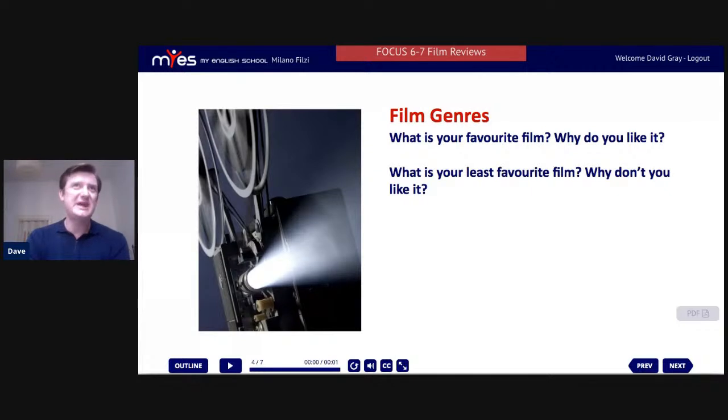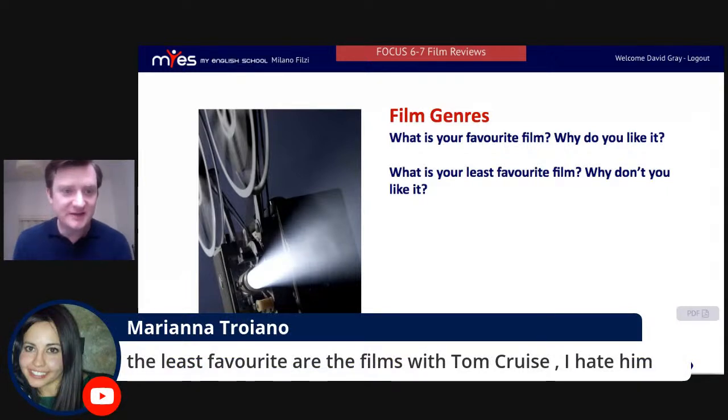It was again ridiculous. It was also contrived. When something is contrived, it means that it's trying really hard to be something that it isn't. Similar to pretentious. Quite similar words. Oh, Mariana has said the least favorite films are films with Tom Cruise. So you must hate Mission Impossible.